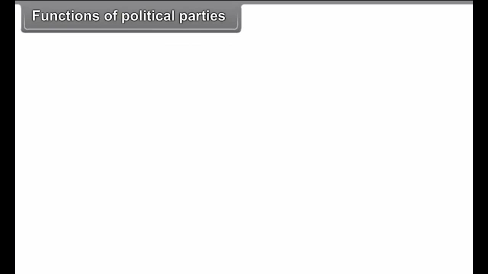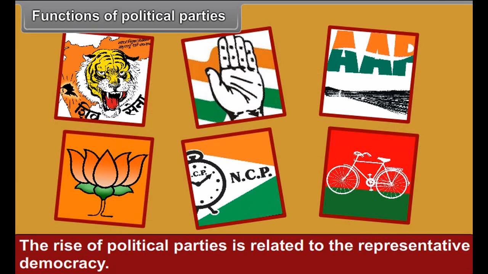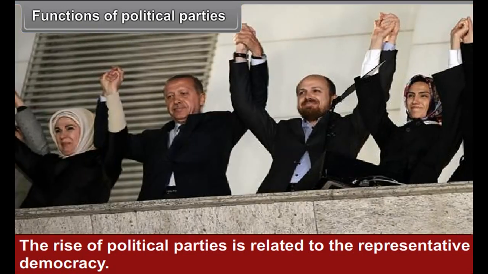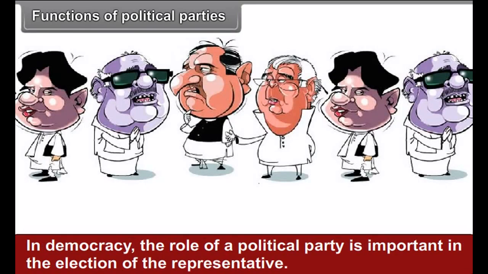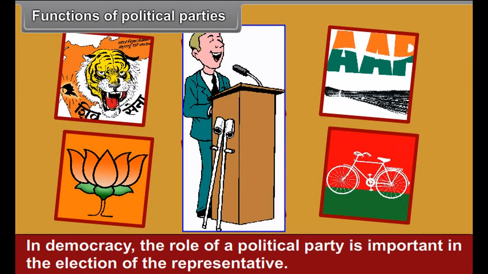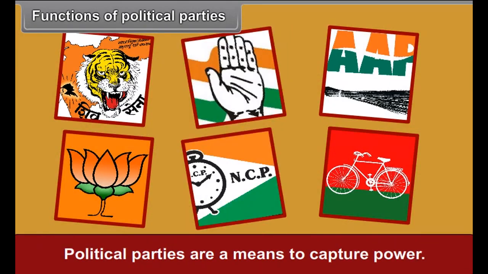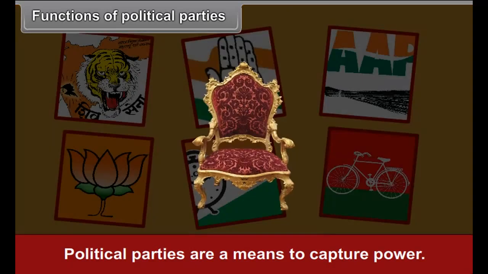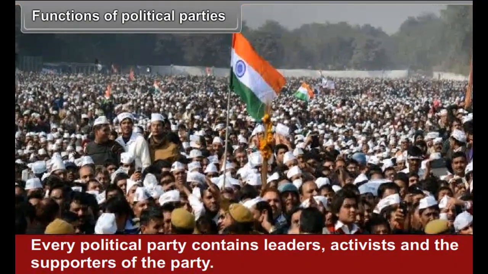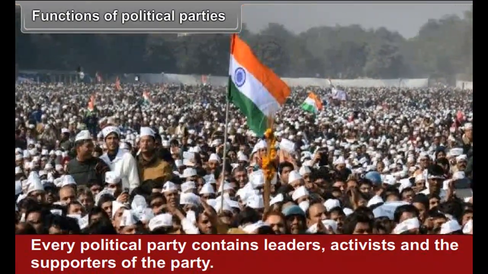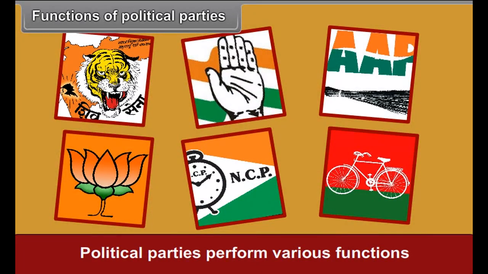Functions of political parties. The rise of political parties is related to representative democracy. In democracy, the role of a political party is important in the election of the representative. Political parties are a means to capture power. Every political party contains leaders, activists, and the supporters of the party. Political parties perform various functions.